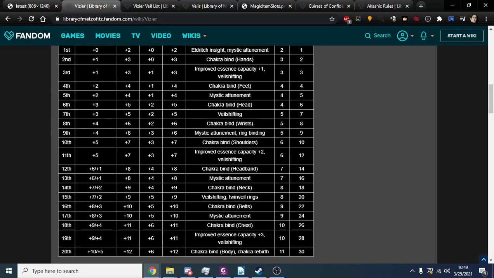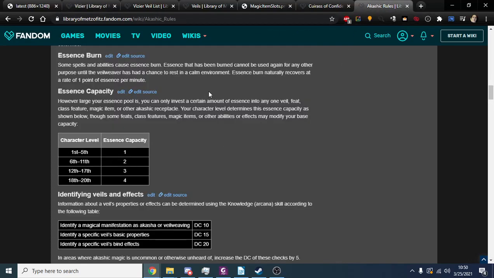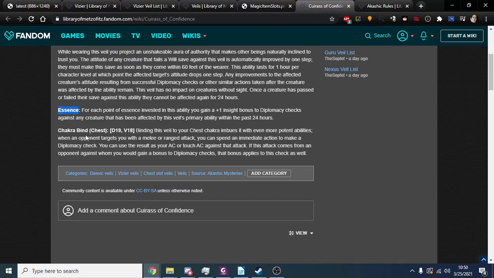The Vizier, of course, was one of the earliest classes for Akashic Magic. So a lot of its abilities are different than things that were released later. Most classes nowadays, if they have three essence increases, are going to have it at 3rd, at 9th, and at 15th. So you get it basically every 3 levels instead of every 6 levels. But the Vizier, as I said, is a little weird. Alright, so we don't need to be there.